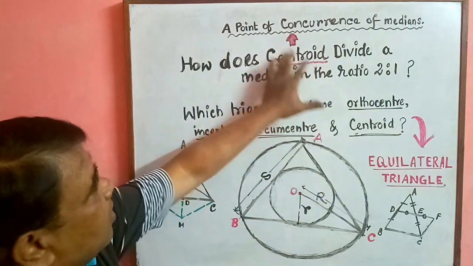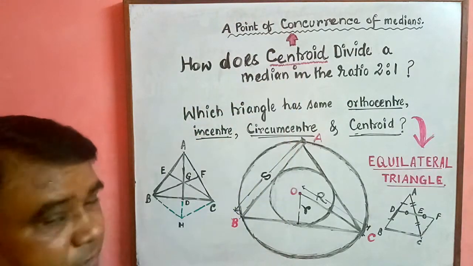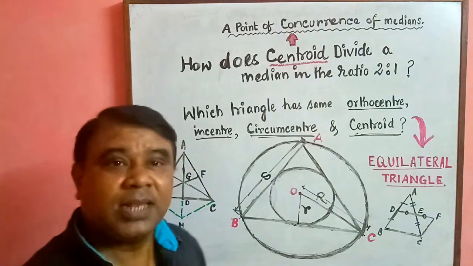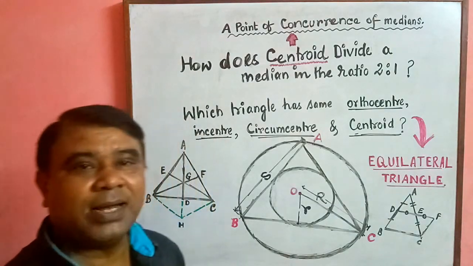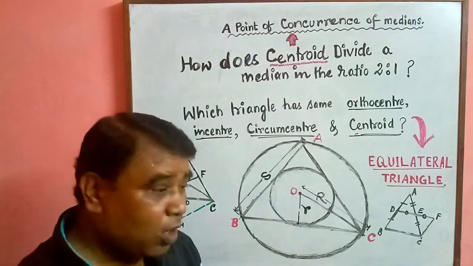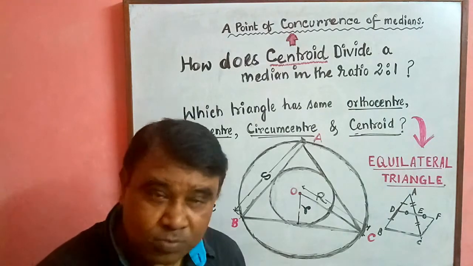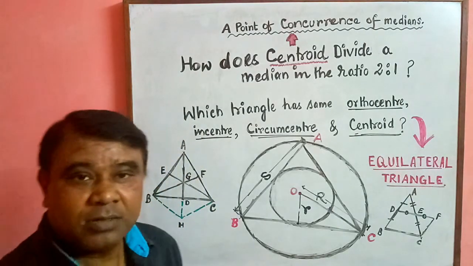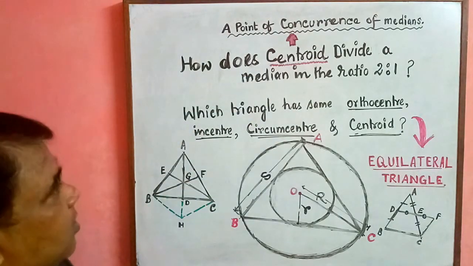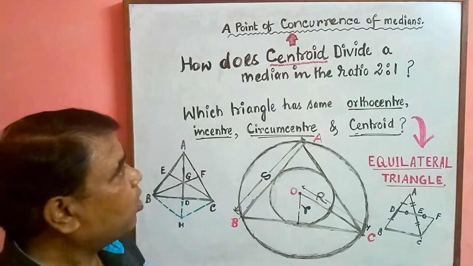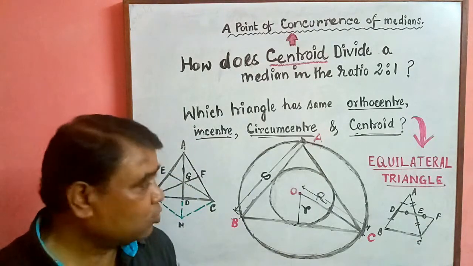Already, the centroid is the point of concurrence of medians. And we know a median is a line segment joining the vertex to the midpoint of the opposite side of a triangle. I already discussed this in my basic geometry part 2. If you like, please watch that video and then proceed here. It will be easy for you to know how the centroid divides a median in the ratio 2:1.